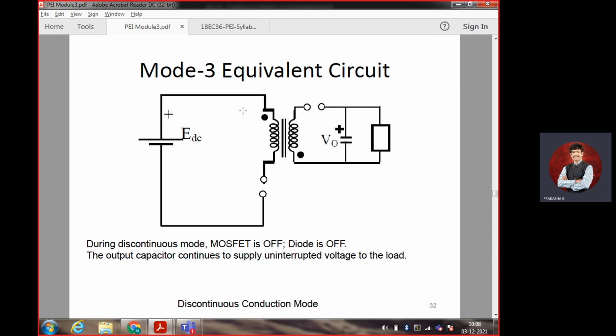When the third mode comes into picture, the switch is open and the diode is also open. Since in the previous mode the capacitor was charged, it is now getting discharged. When the capacitor is discharging, it supplies power to the load. So we can measure the load voltage across the diode. These are the three different modes in the discontinuous mode of operation of the flyback converter: Mode 1, Mode 2, Mode 3.